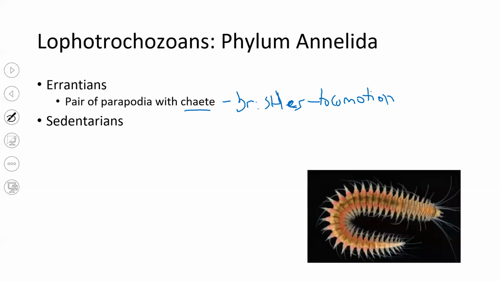The other group within the phylum Annelida that we'll talk about are sedentarians, and these are the earthworms. We call them sedentarians. It doesn't mean that they don't move. They're not sedentary. They still move. They're just not as motile as a polychaete is, sorry.